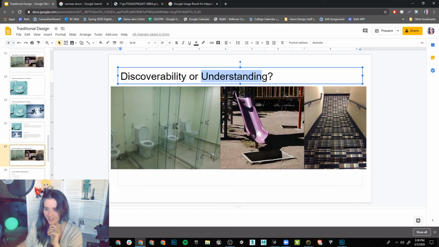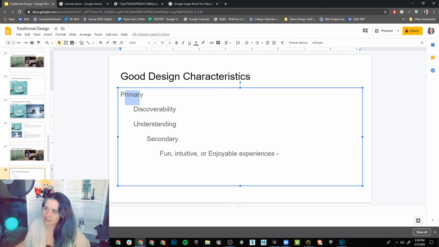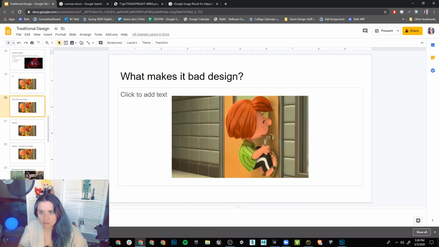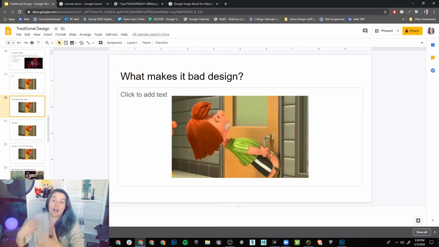All right. Okay. So, good design characteristics. Primarily, discoverability and understanding. Secondary: fun, intuitive, and enjoyable. Now, as gamers, not designers, we tend to think fun, intuitive, and enjoyable are primary. But that's only because discoverability and understanding, when done well, is completely invisible. The only time design fails us is when we are pulled out of the experience.